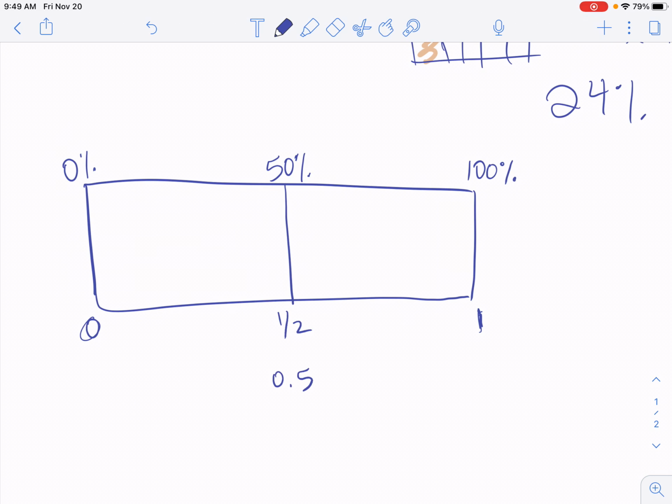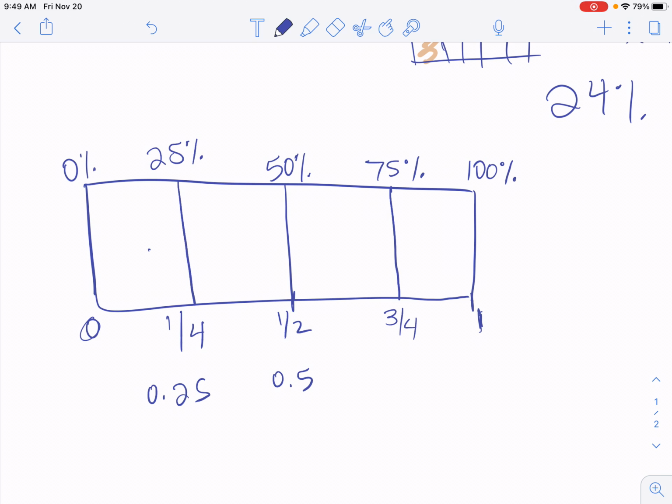All right. What if I wanted to add more lines? On my percent side up top, this would be 25%. This would be 75%. Halfway in between 0 and 1/2 is actually 1/4, or 25/100. And halfway in between 1/2 and 1 whole is 3/4, because you see how now we have our square broken up into fourths, 1, 2, 3, 4. And this is the same as 75/100.